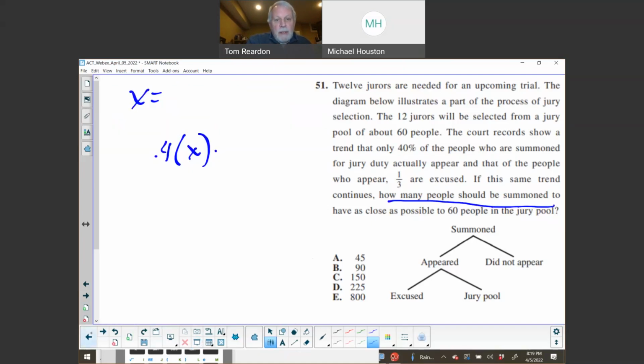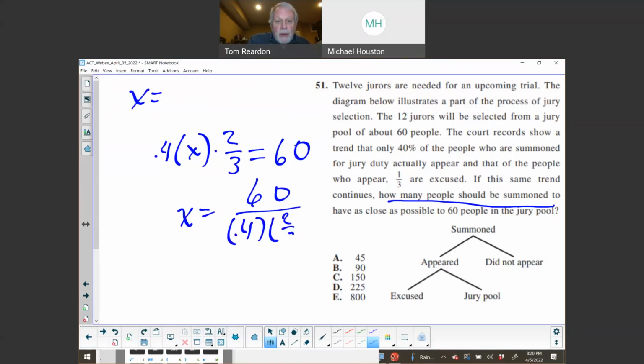So if a third of them are excused, 2/3 of them remain. And when we're done with all that, we're going to get 60. So that's kind of my words to symbols for this. And then to solve this, I wouldn't normally solve it this way, but since I have a calculator, it's 60 divided by the numbers multiplied here, which would be 0.4 times 2/3. And then I could use a calculator to do that calculation.